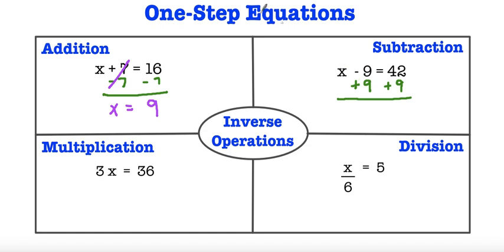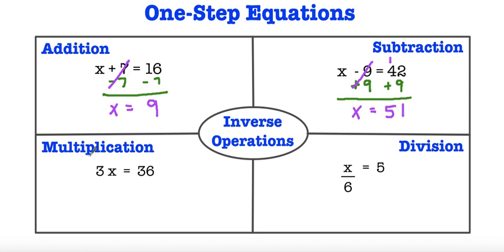So now with our minus 9 or negative 9 and our plus 9, those are inverses, so they cancel out. That just gives us 0. So x is going to equal 42 plus 9, so 9 plus 2 is 11. Bring up the 1. 4 plus 1 is 5, so x is equal to 51.